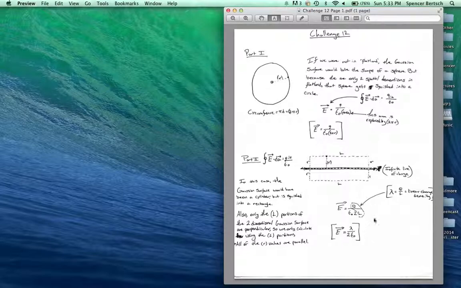Actually, both of these are. It's kind of amazing how Gauss's law especially can take something really complicated and give you an expression so easily. But yeah, that's how you do it.